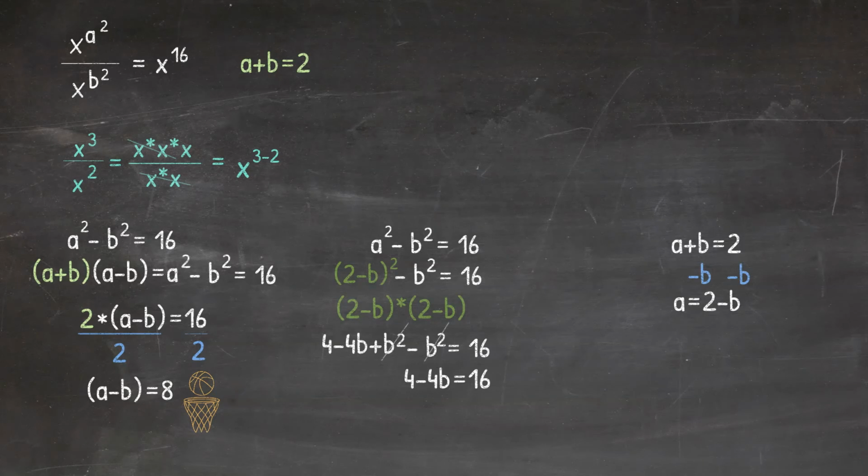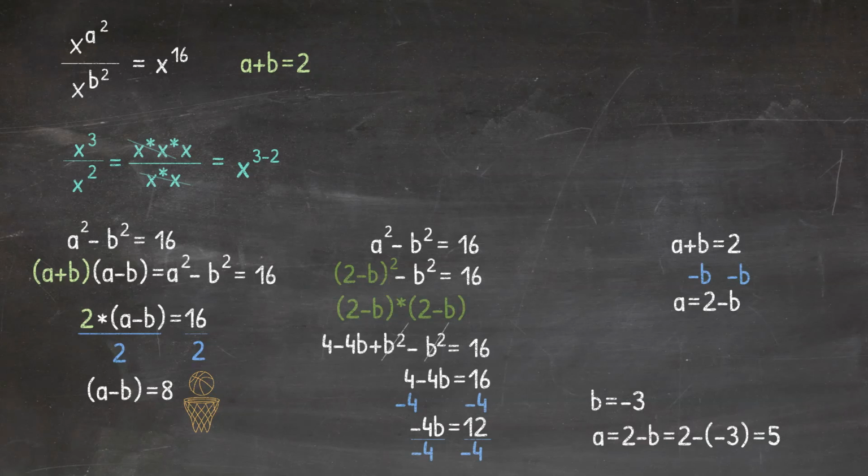So let's use our manipulation knowledge. Since we're interested in b, let's move 4 to the other side. And since it's added to the minus 4b, let's subtract it. What we get is minus 4b equals 12. And finally, to find b, we need to reverse the multiplication by minus 4, so we'll divide both sides by minus 4. And we get to our final point, b equals minus 3. Since a equals 2 minus b, and now we know that b equals minus 3, we can plug it in, and we get the answer 5.